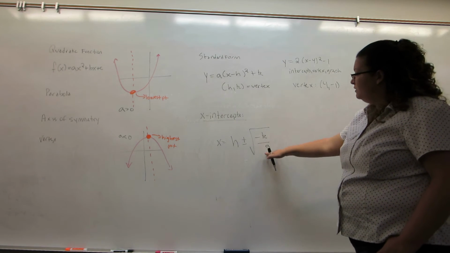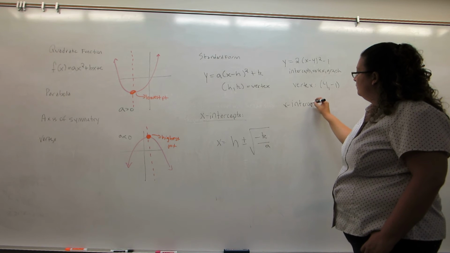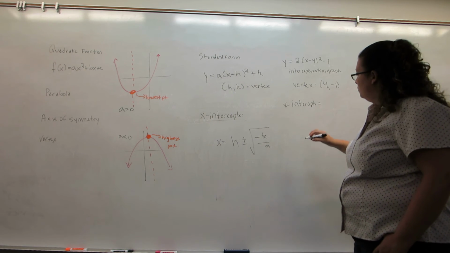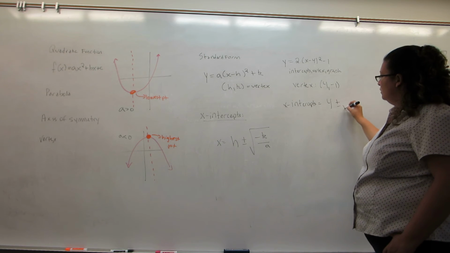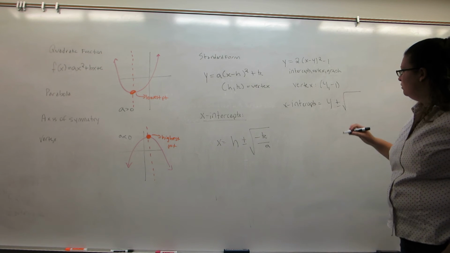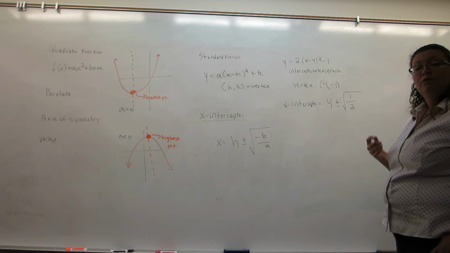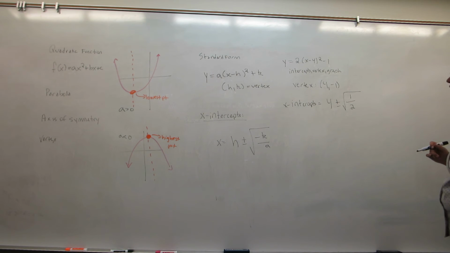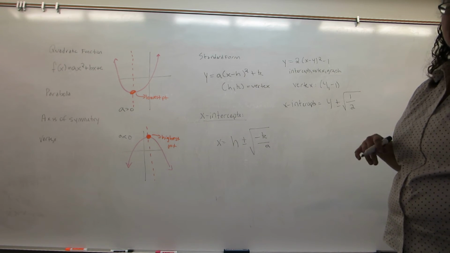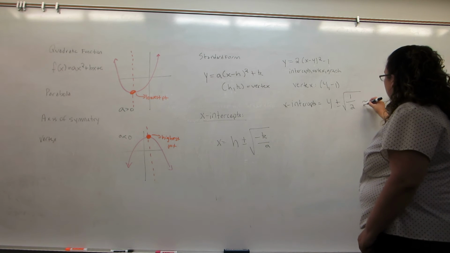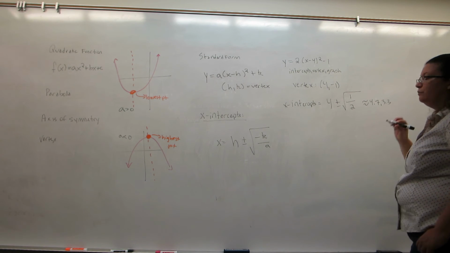Then the intercepts, we're going to use our new formula for the x intercepts. So they're going to be h, which is the x coordinate of the vertex, plus or minus the square root of negative k over a. 4 plus or minus the square root of 1/2. Okay. If you're interested, this turns out to be about 4.7 and 3.3, which will be helpful when we graph it.